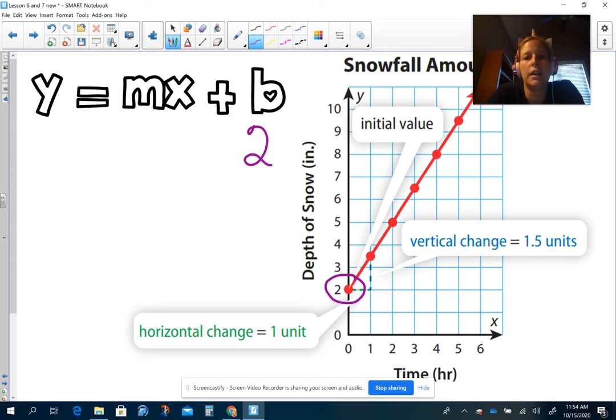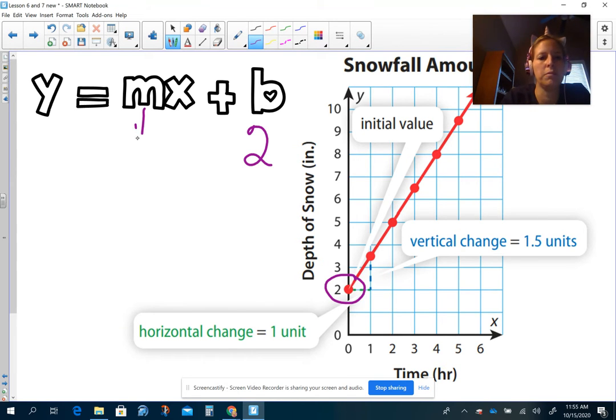It's the same idea that I am Miss Vallejo in school, and at home I'm mom, but I'm still me. So I have a lot of names, and so do these letters, these crazy M and B's. So my initial value is 2.